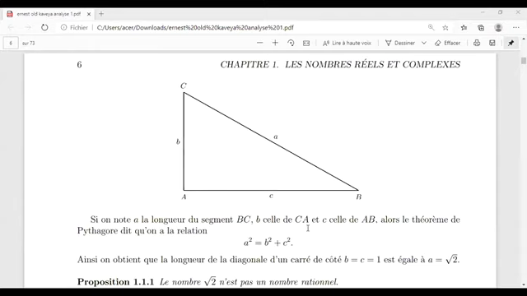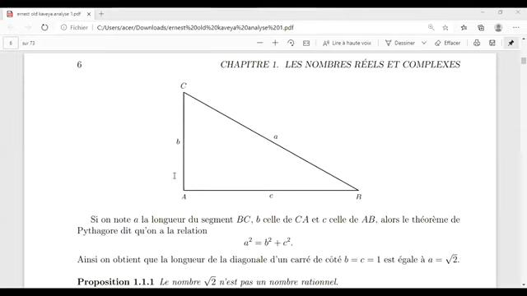B is the side CA, that of A and C. We represent this line by B. And C is the side AB. We represent line AB by C. Alors, le théorème de Pythagore dit qu'on a la relation A au carré égale B au carré plus C au carré. The Pythagorean theorem says that A squared is equal to B squared plus C squared.